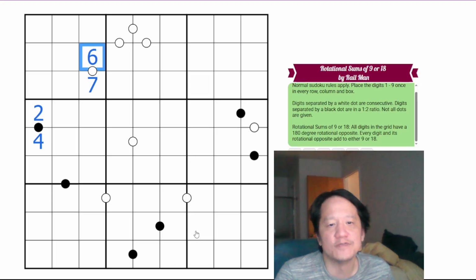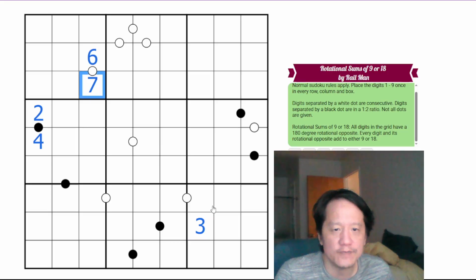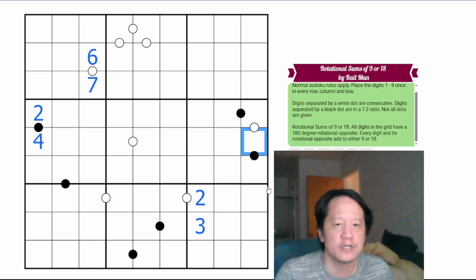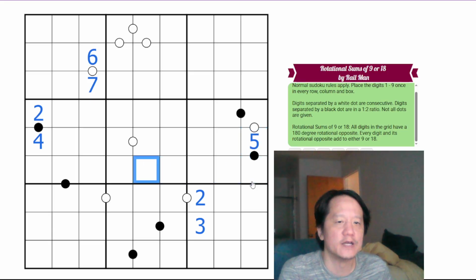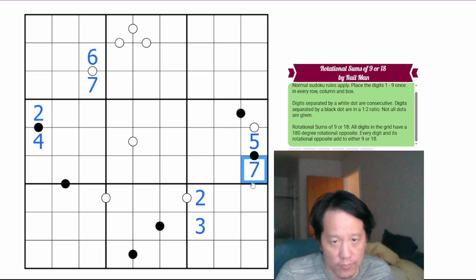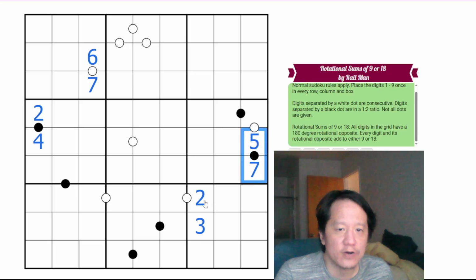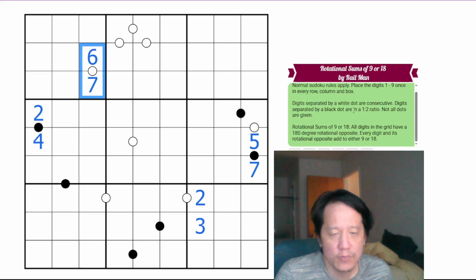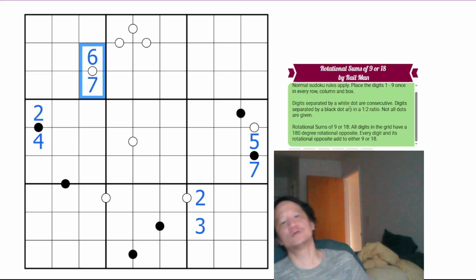So obviously, if this were 6, this cannot add up to 18. It would have to be 3 here. If this were 7, it would have to be 2 here to add up to 9. This was 180-degree rotationally opposite here. It cannot add up to 18, so it would have to be 5 there. And this 2 would force this to be a 7 here. That's an example of how the rotational sums of 9 or 18 work. And those are all the rules.